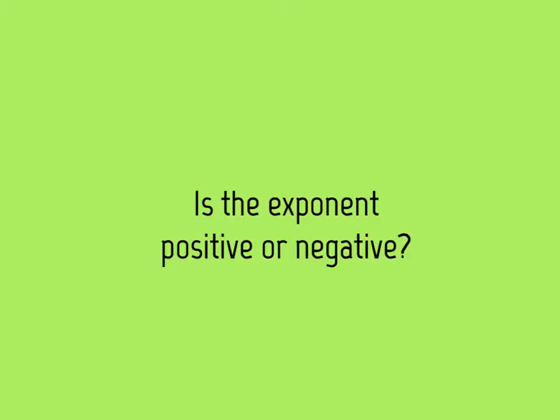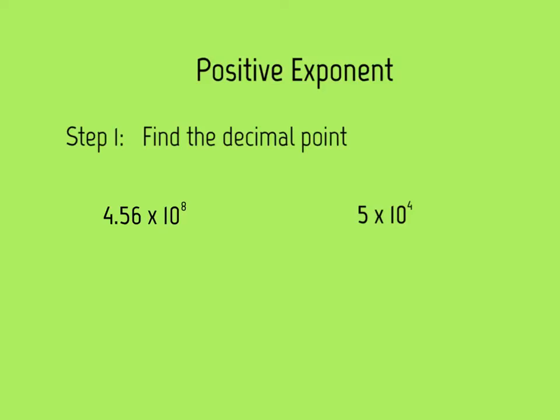The first question we want to ask when converting from scientific to standard notation is: is the exponent positive or negative? And by exponent, I mean whatever number is next to your 10. So in this case, this would be positive. If it was a -5, it would be negative. I'm going to do positive exponents first. If you have a negative exponent, please skip ahead in the video.